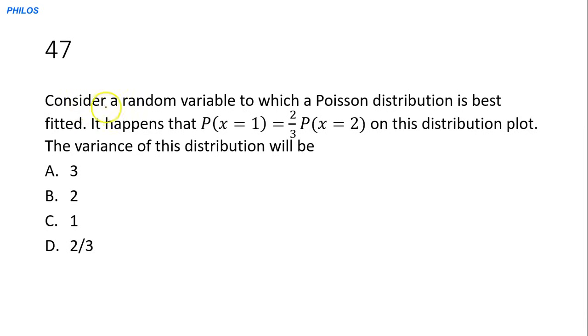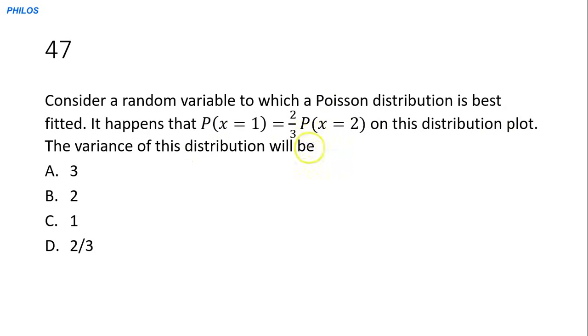47. Consider a random variable to which a Poisson distribution is best fitted. It happens that the probability of x is exactly 1 is equal to 2/3 of the probability of x is exactly 2 on this distribution plot. The variance of this distribution will be.